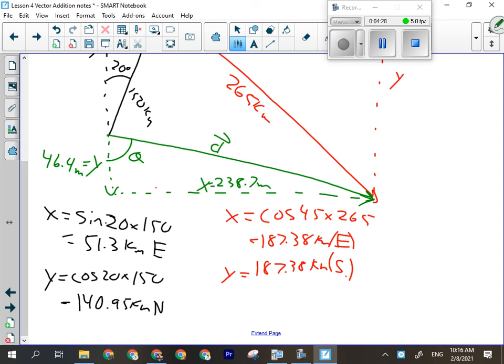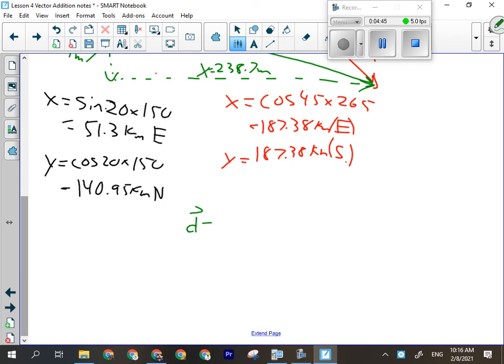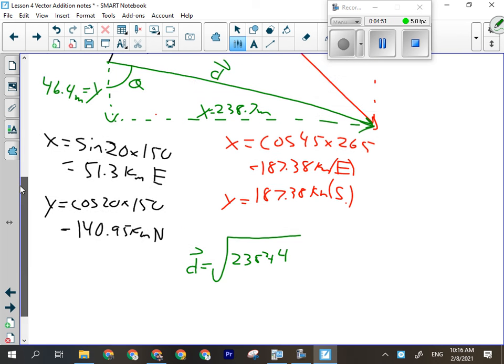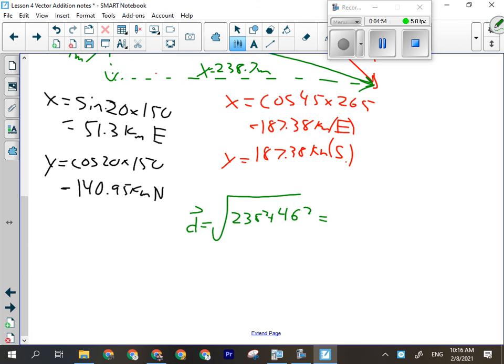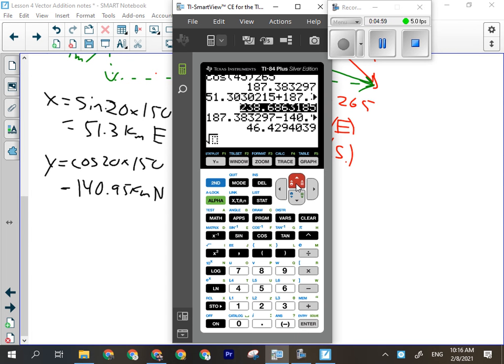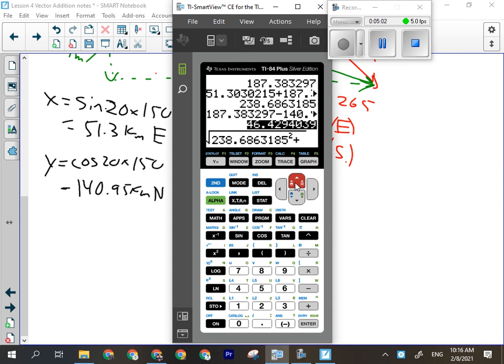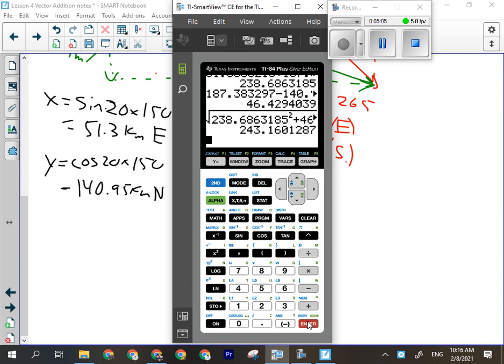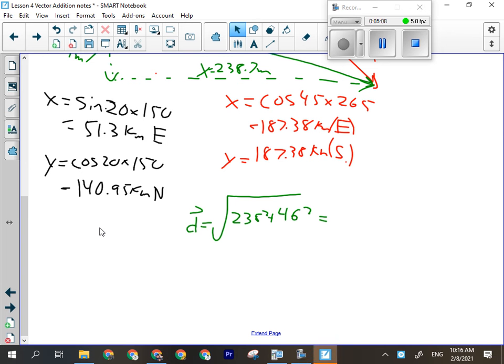Now that we've got those, can I calculate my overall displacement? Okay, what do I do to do that? How do I get D? Pythagorean theorem. So to get my overall D, that's going to be the square root of 238 squared plus 46 squared. Obviously with all the decimals. Okay, so we're looking at 243.16 kilometers.